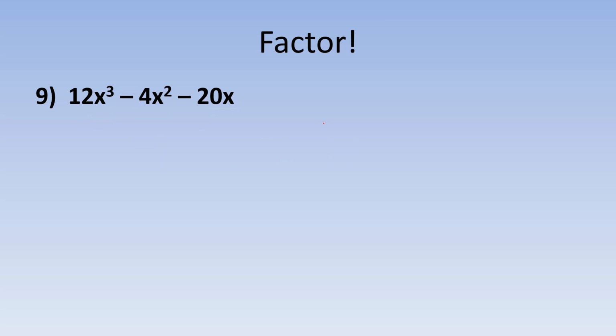12x cubed minus 4x squared minus 20x. Well, now we have more than just two terms, don't we? So we've got to look at all three terms and see what is our common factor. All three terms have at least one x. 12, 4, and 20 are all divisible by 4. So we're going to divide every one of these terms by 4x.